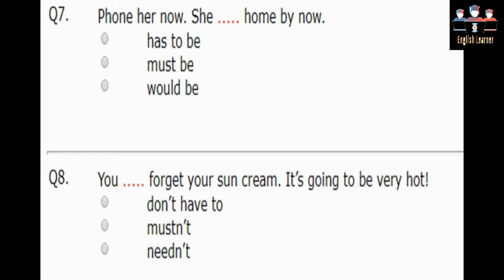Question number 7. Phone her now. She home by now. Option 1, she has to be. Option 2, she must be. Option 3, she would be. Question number 8. You forget your sun cream. It's going to be very hot. Option 1, don't have to. Option 2, must not. Option 3, need not.